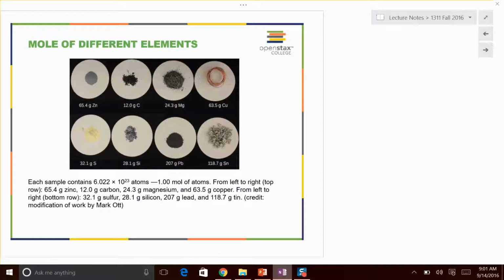Okay, zinc 65.4 grams, carbon 12, copper 63.5 grams. So you see how they did the copper? They just used wire. So that copper wire is pure copper, and if you weigh out 63.5 grams of it, you'll know exactly how many atoms of it you have. Okay, and so forth.